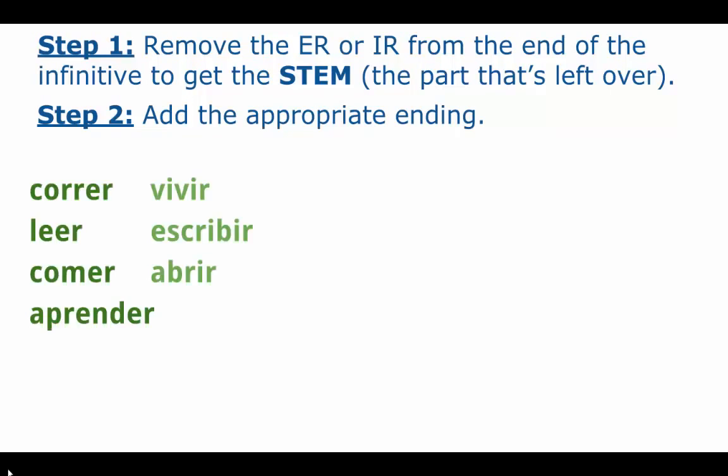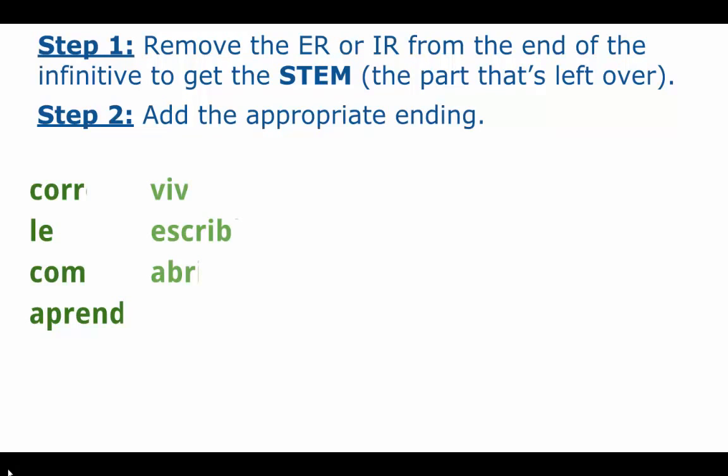So here's a list of ER and IR verbs that we are going to be working with. So like I said, the first step is to remove the ending. So in the ERs, we just remove the ER. So correr becomes cor, leer, le, comer, com, aprender, aprend. And for the IR verbs, it's the same process. You remove the IR ending. So vivir becomes viv, escribir, escrib, abrir, abr.